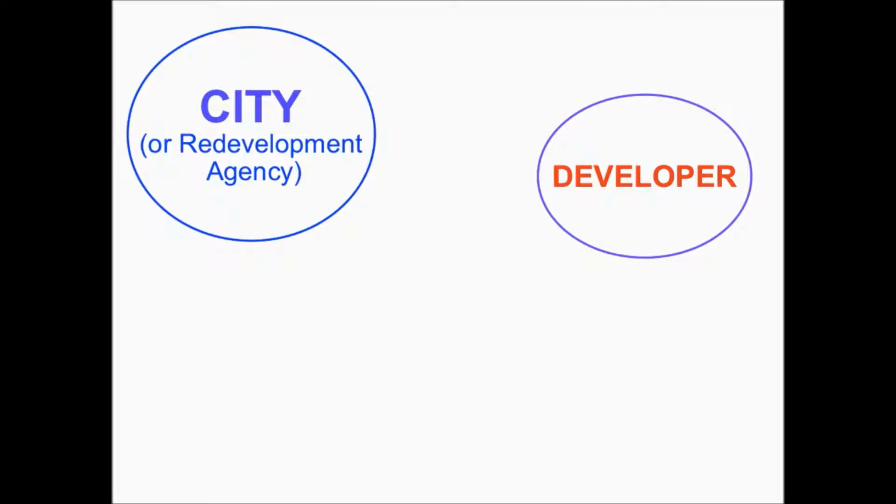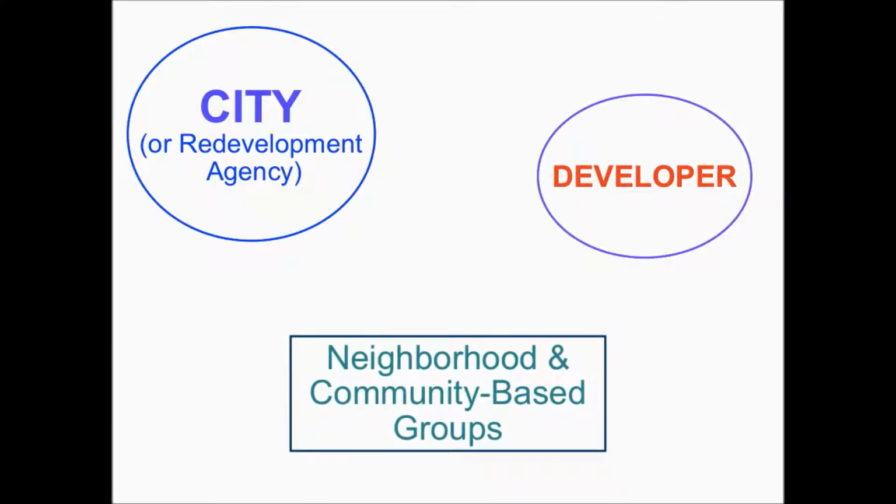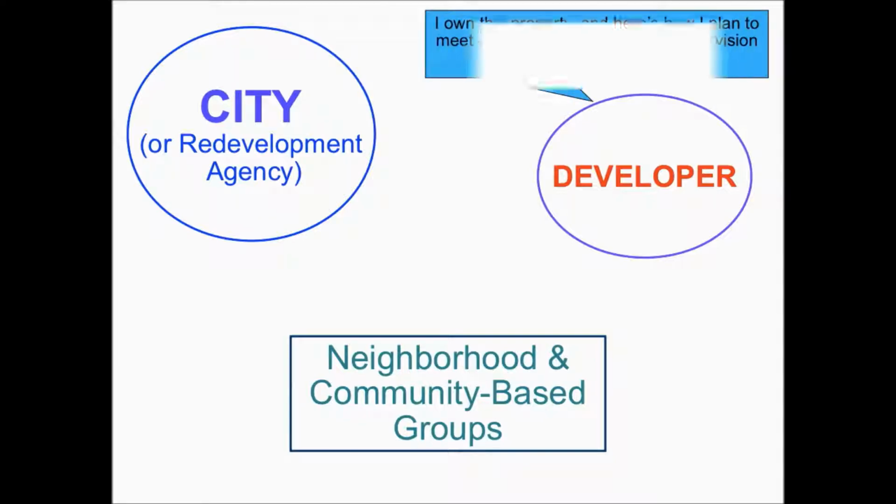Now, let's go back to that diagram of typically the kind of conversation that happens at City Hall when a developer comes into town and wants to do something. You've got the city, and this again is an animated slide. You've got the city, the developer, you have the neighborhood and community-based groups, but this is the CBA model. So it's going to unfold a little differently.